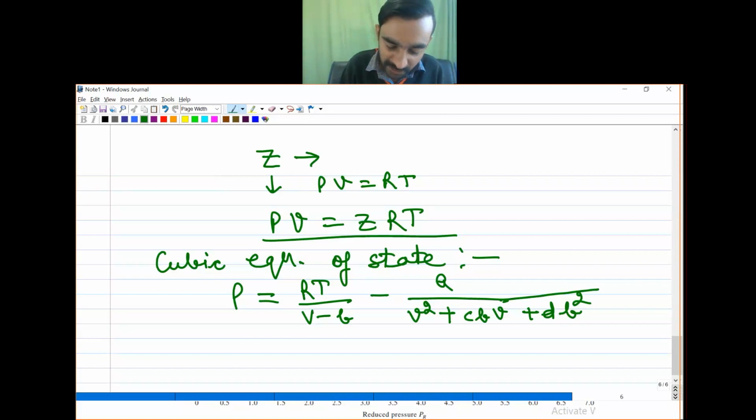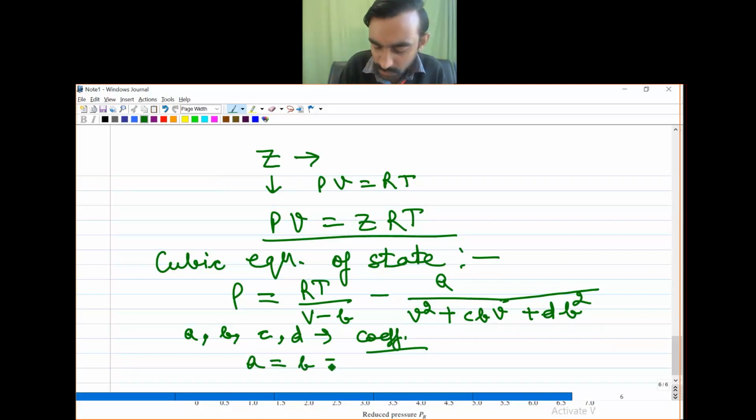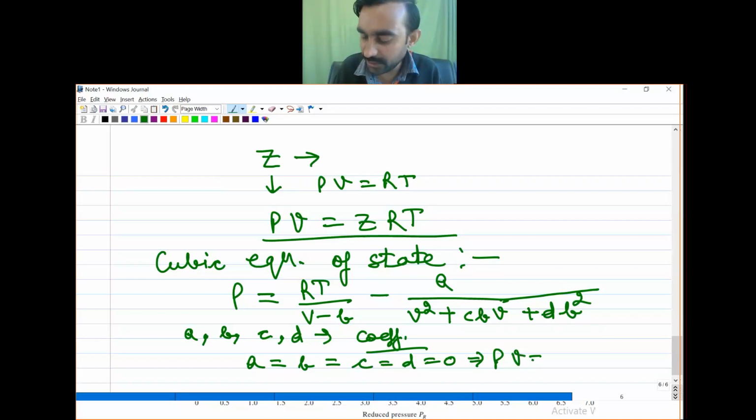Okay, so for this particular equation you can see that A, B, C and D are nothing but some coefficients. Okay, and if A equal to B equal to C equal to D equal to 0, so if all these coefficients are 0, then our behavior will become exactly identical to that of our ideal gas equation. Okay, so this is one point.